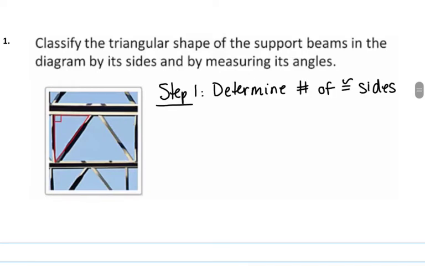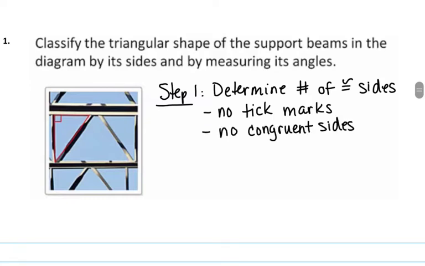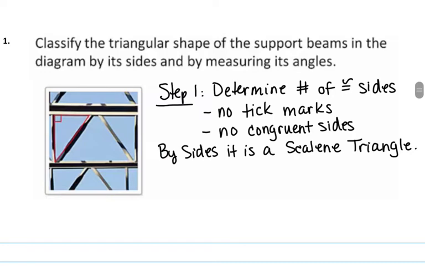So first we can determine the number of sides that are congruent. First of all, we don't have any tick marks showing us that the legs are the same length. Those would be the little dashes that go through the legs of the triangle. So therefore, none of the side measures are congruent, and that means it must be a scalene triangle.